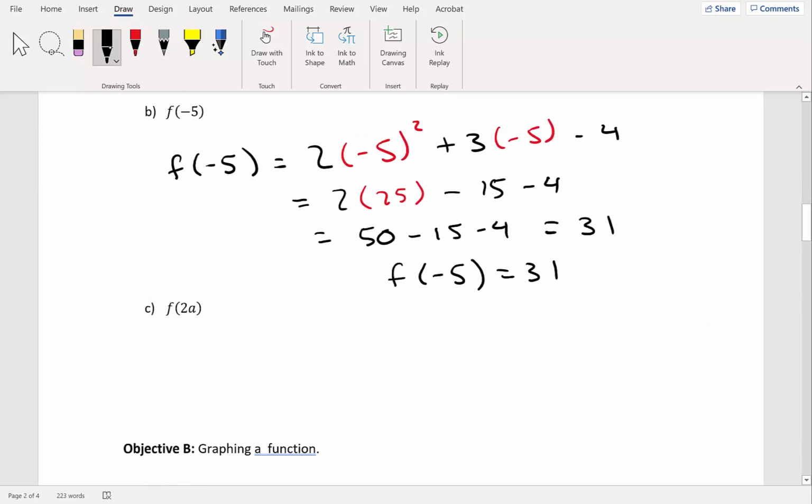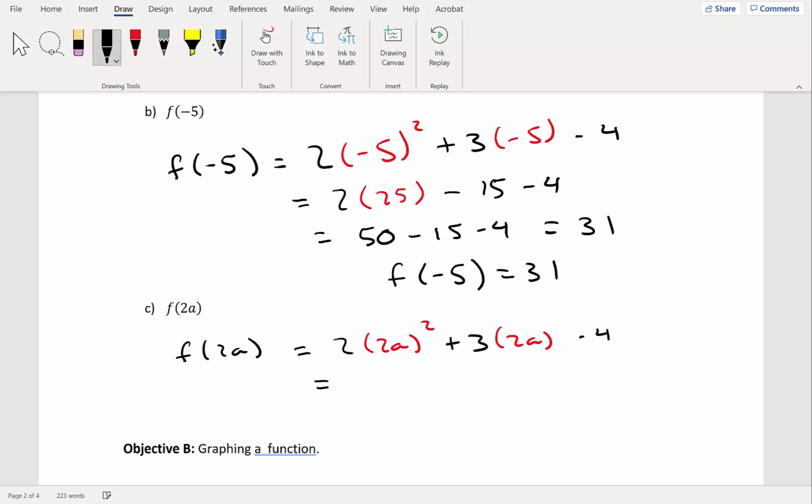Next one, f of 2a. So this time we don't just have a numerical value to plug in for our x. This time we're given the term 2a to plug in for our x. So let's work it out the same way. We have 2 times 2a squared plus 3 times 2a, and then minus 4.